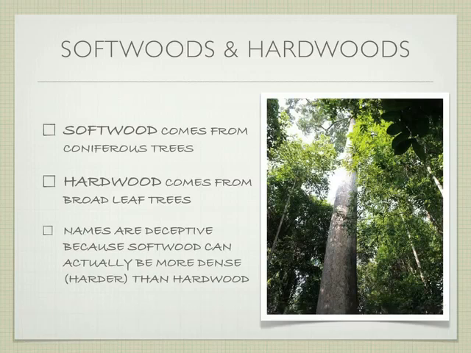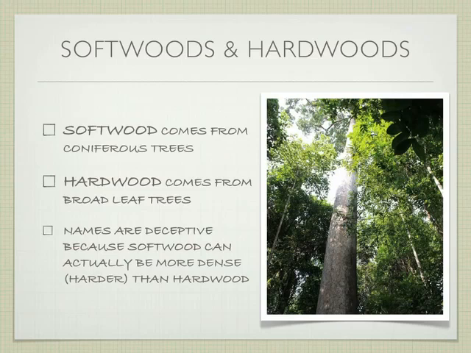So we move forward, and we have two different types of wood. We have what's called softwood, which comes from coniferous trees, which are trees with needles and cones. And we have hardwood, which is wood that comes from broadleafed trees. The names are completely deceptive, because softwood can be more dense than hardwood and vice versa. So it doesn't have anything to do with the density of the wood.